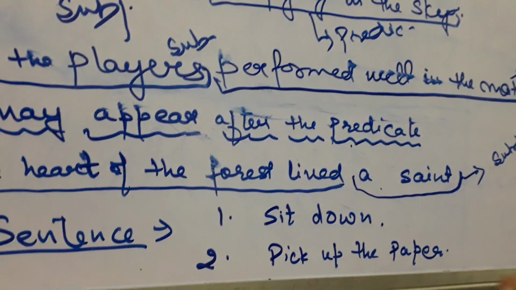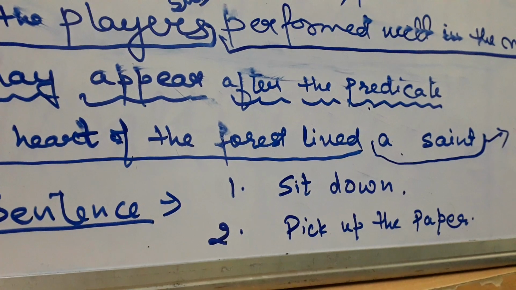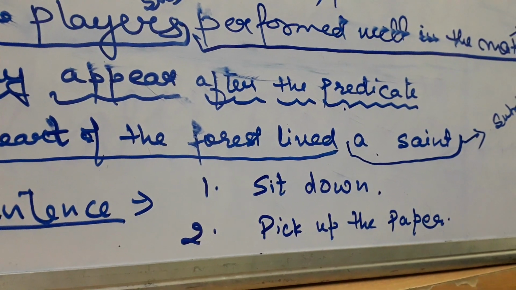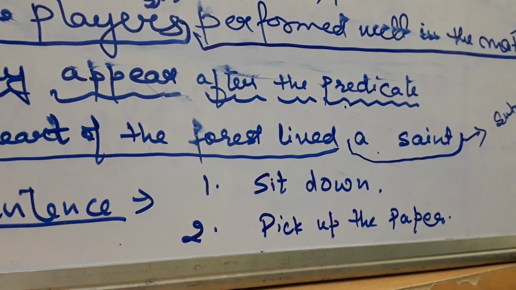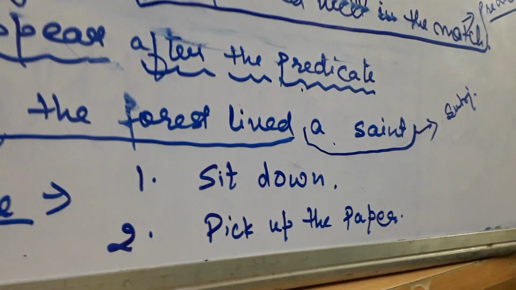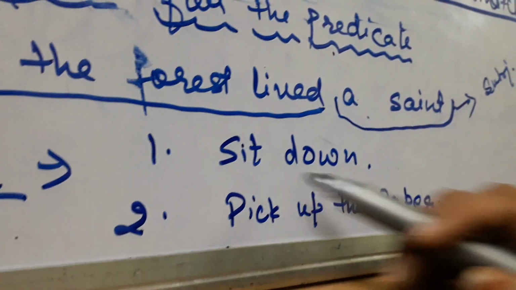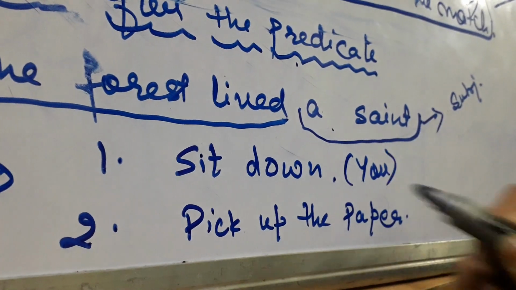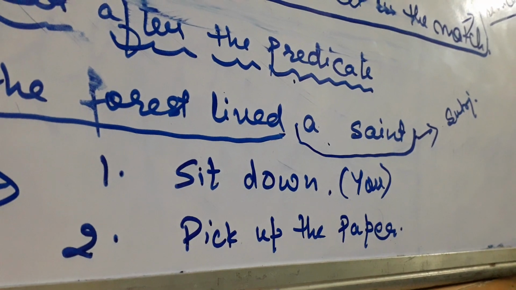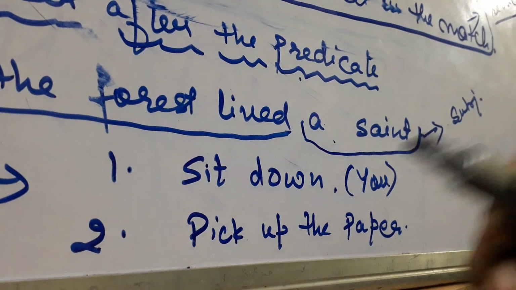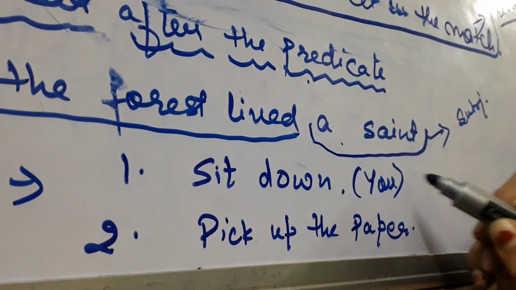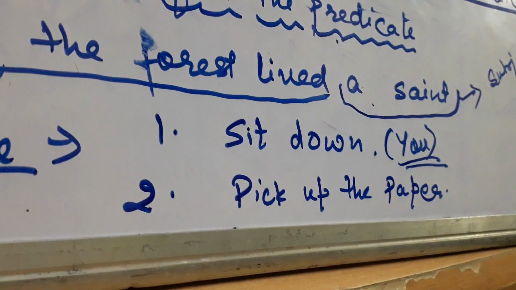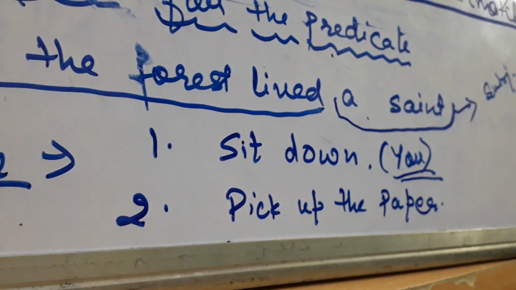For example, sit down. This is a command. Sit down. It is an imperative sentence. So if we try to find out the subject, it is not stated. It will be you, because we are trying to say sit down. But who are we talking to? We are saying you sit down. So you will be the subject of this sentence, which is implied and not stated.